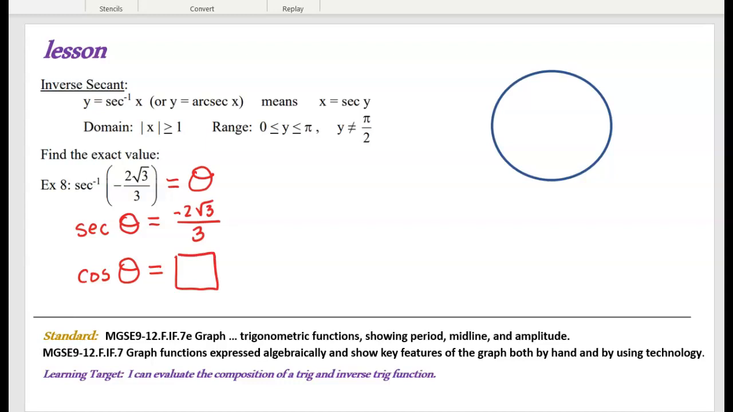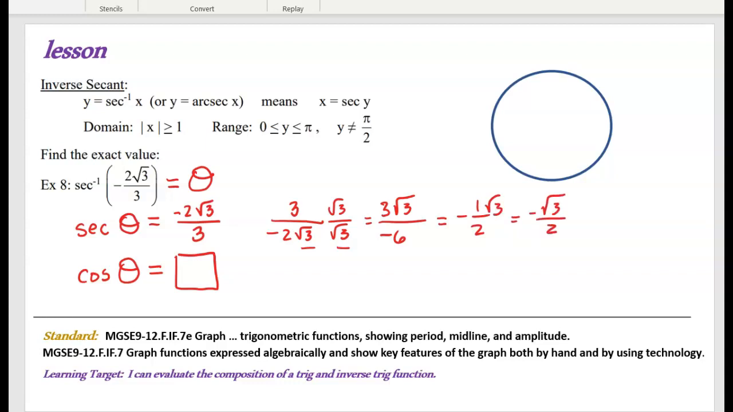So the reciprocal of this, you may have memorized this, but if you didn't, let's actually compute it out. So 3 over -2 root 3 is the reciprocal. I'm going to rationalize, just to kind of jog your memory. Root 3 times root 3 is 3. 3 times -2 is -6. 1 over -6 is -1/2 root 3, which is just negative root 3 over 2. So you might already know that when you find the reciprocal of 2 root 3 over 3, it's root 3 over 2. Negative makes it negative.